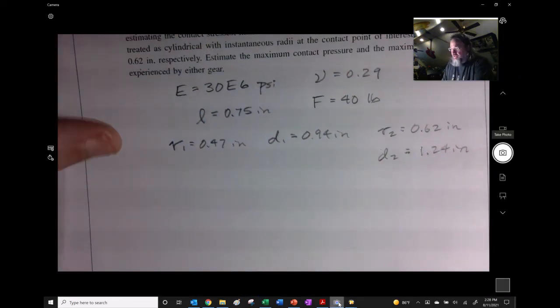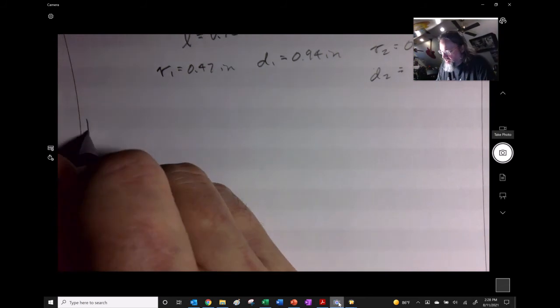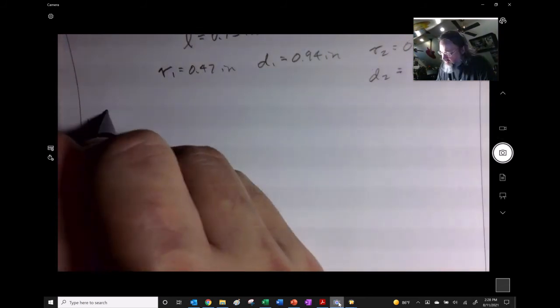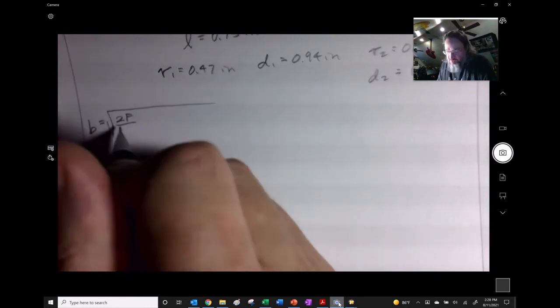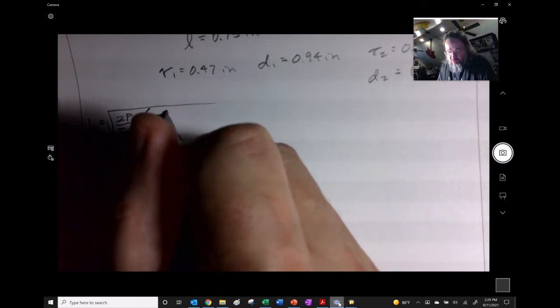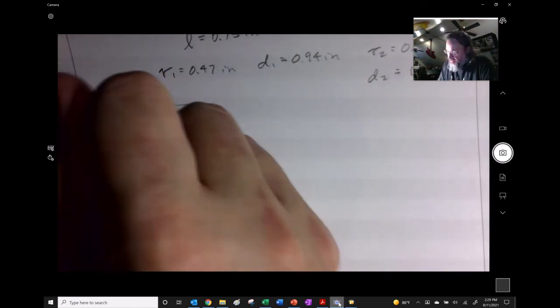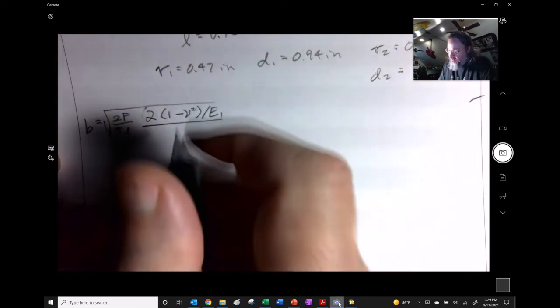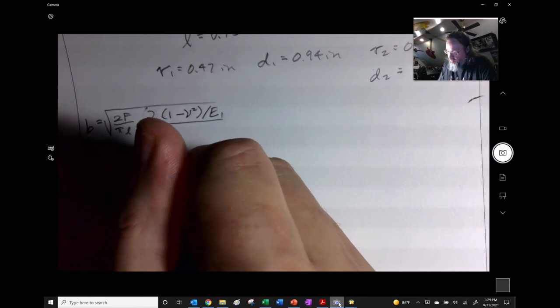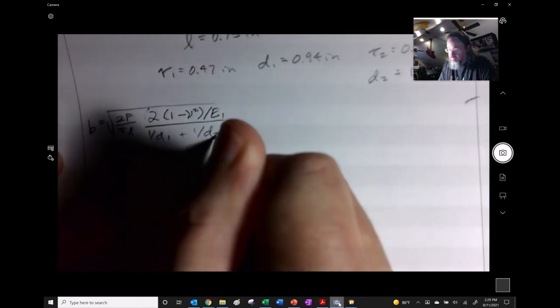And so I'll write it out. It's not that long. B, way over here to the left, is going to be 2 square root, not cube root, 2F pi over L, and then 1 minus nu. This is the same material, so I'm not going to have to do that, I just have to do it 2 times. 2 times 1 minus nu squared divided by E1, right? So we didn't have to write it out. And then this is over 1 over D1 plus 1 over D2.